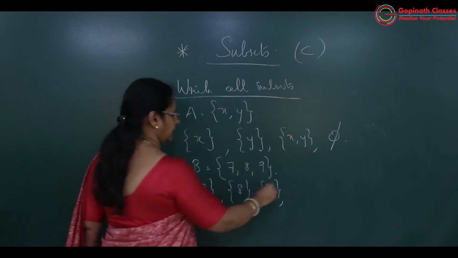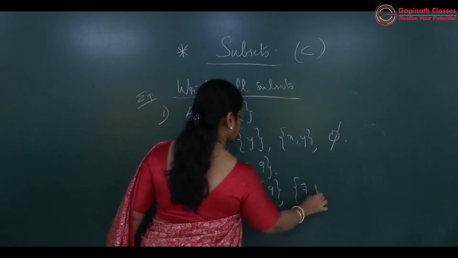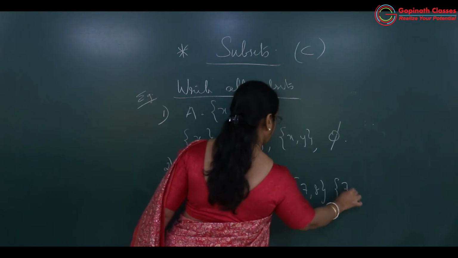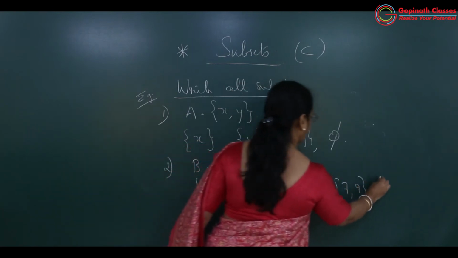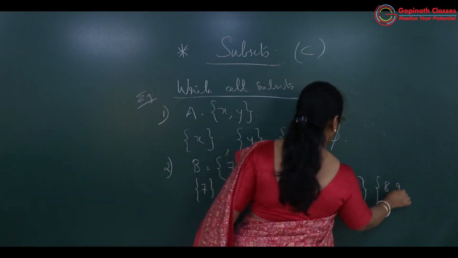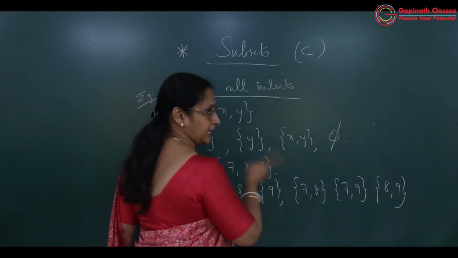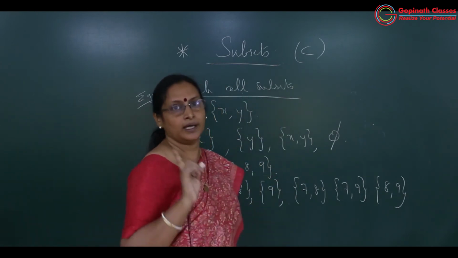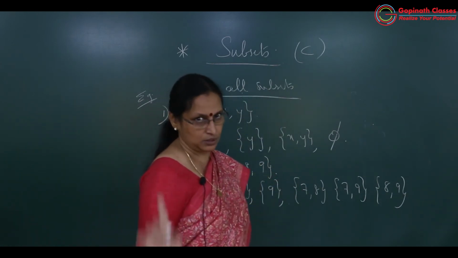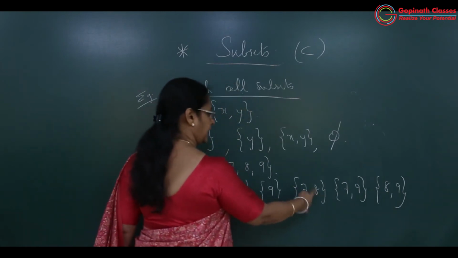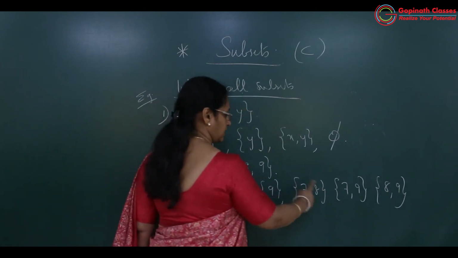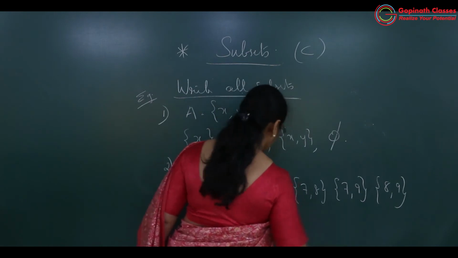2 के साथ बनेगा. 7, 8, 7, 9, 8, 9. Don't write 7, 9 and 9, 7 because you know in a set order is not important. 7, 8 and 8, 7 is the same set. So 7, 8, 7, 9 and 8, 9. 2 के साथ हो गया.